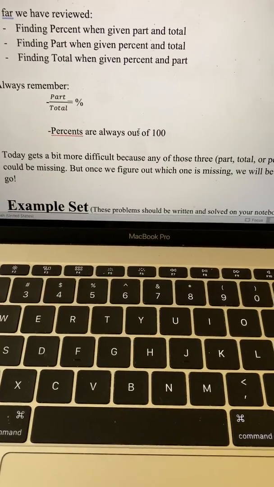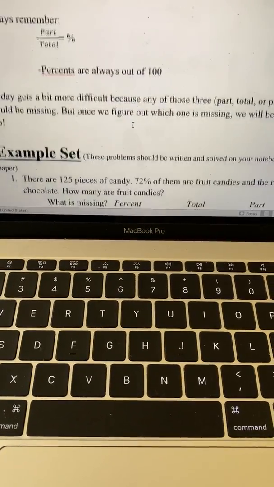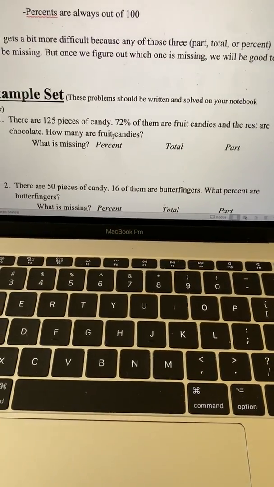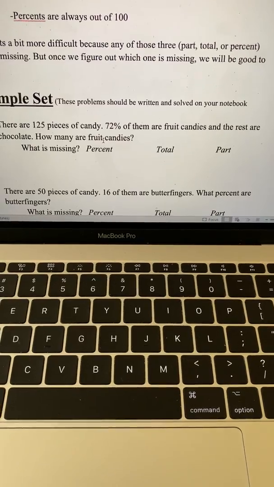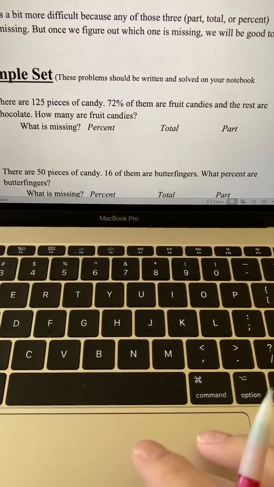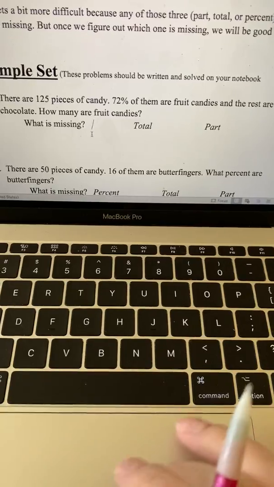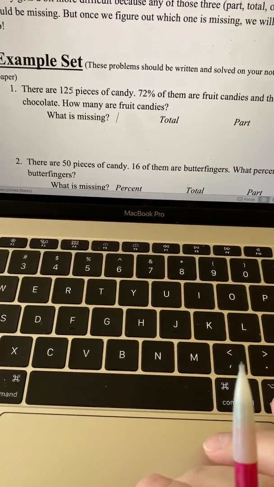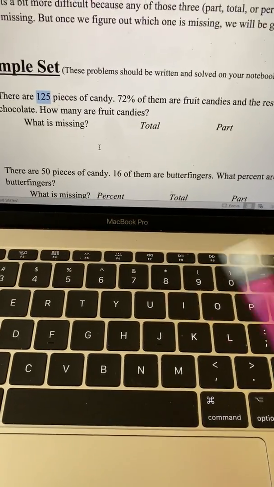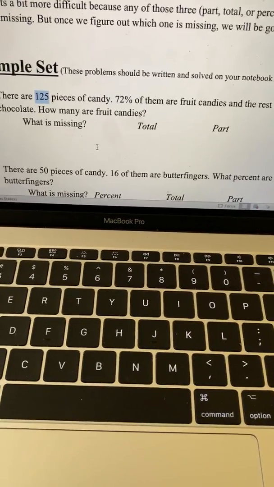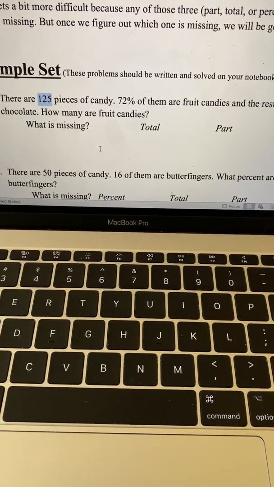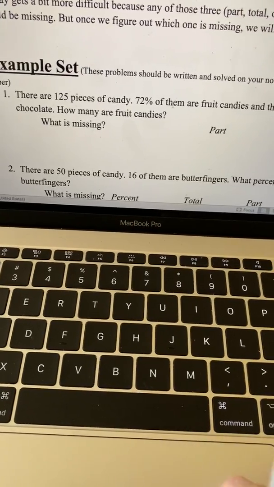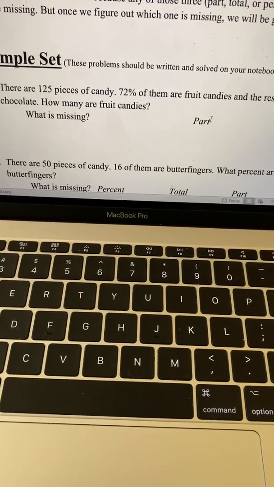So what makes today a little bit more difficult is we have to figure out what's missing before we can actually solve it. So there are 125 pieces of candy. 72% of them are fruit candies and the rest are chocolate. How many are fruit candies? Okay, automatically I know the percent is not missing because it tells me 72%. So I'm going to delete that one. So then I also know that it gives me 125 and I have to decide if 125 is the total or the part. There are 125 pieces of candy. That's the total amount of candy. So I know that 125 is the total. So what's missing is the part.